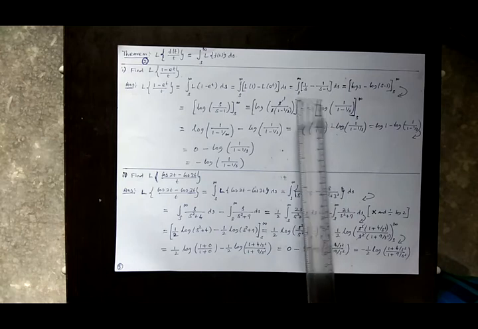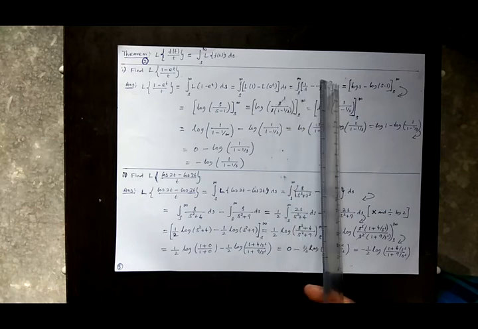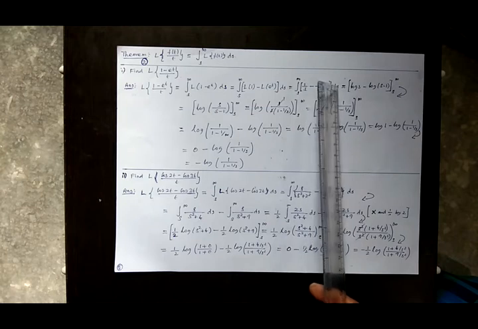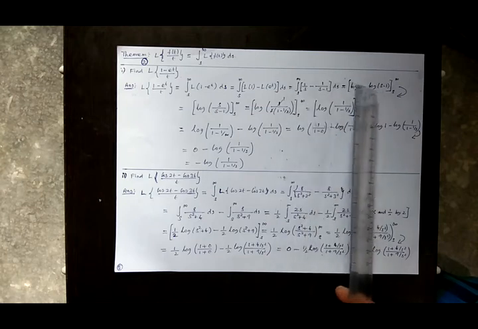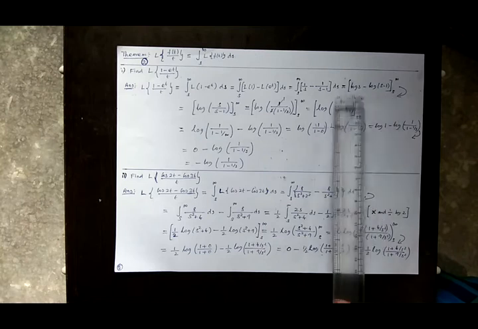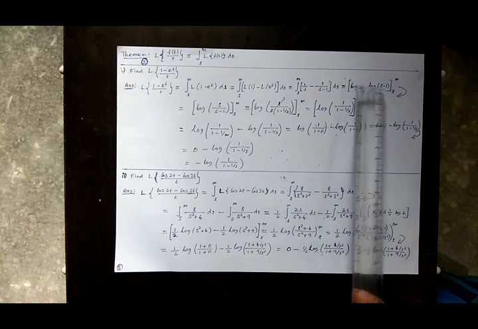If you integrate this term by term, you get the first integral is nothing but integral ds by s, which is nothing but log s. Similarly, the second term is integral ds by s minus 1, which is also log of s minus 1. So now this is of the form log a minus log b, which can be taken as log of a by b. So log of s by s minus 1 is the value of this integral, and the limits are s to infinity.